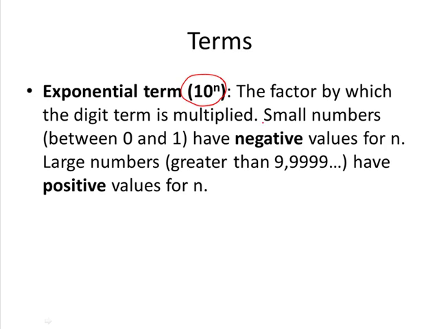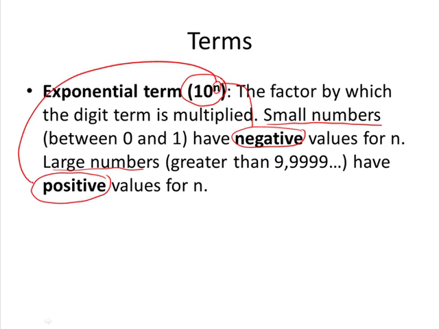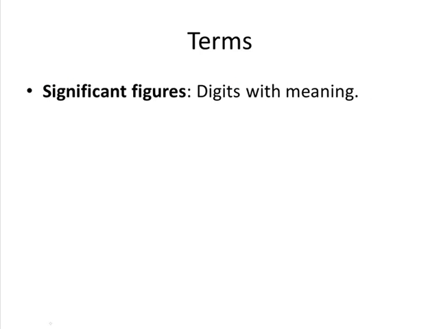Small numbers, that is, numbers between 0 and 1, have a negative value for this small n. And larger numbers, which is greater than 9,99999 recurring, in other words 10 and up, they have positive values for n, and you'll see that as we continue. Remember that significant figures are digits which have meaning. So scientific notation is written in this format. There's a digit and an exponential term.